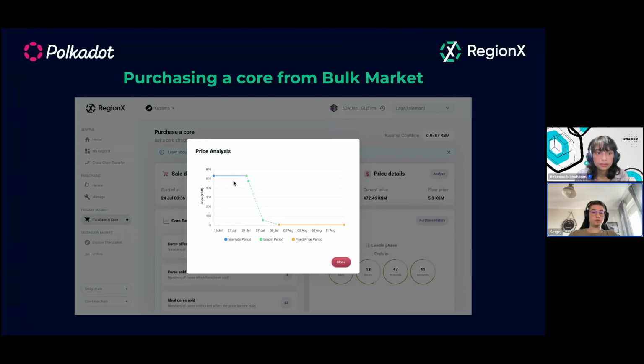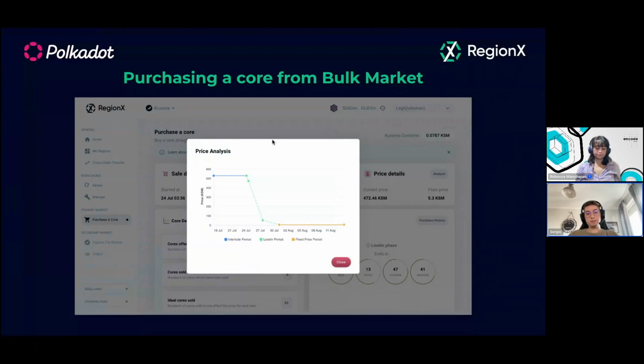And if they renew during this period, they're guaranteed to keep having core time for their own project. After the interlude period is complete, the lead-in period will start. This is kind of a Dutch auction where the price starts off really high and it goes down. So people can purchase core time at a price that they think is appropriate, but the more they wait, the greater the risk that they will not have core time because others already purchased it at a higher price.